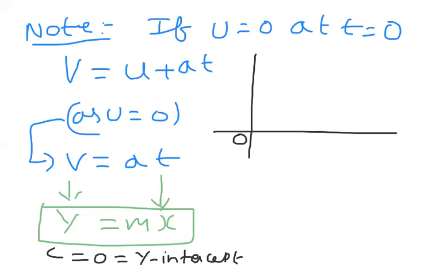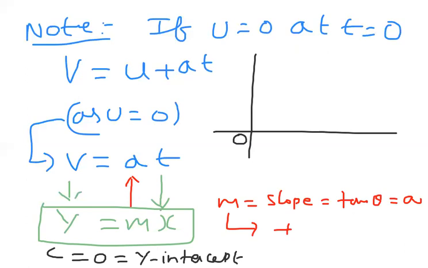What type of graph is it here? The slope is positive. Observe carefully, m is equal to slope, which is tan theta equal to a. There is no negative sign in front of a, so it is positive. So the graph, with y-intercept 0, has to start from the origin. Let us draw the graph from the origin.